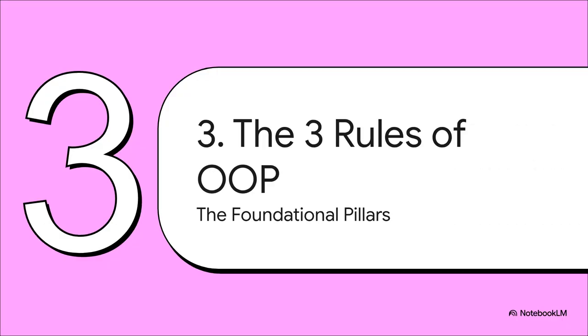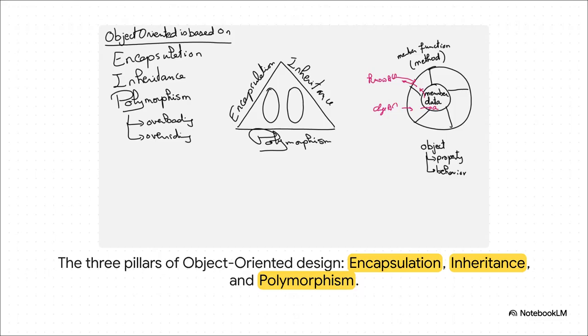Okay, what's really important to get is that OOP isn't just a free-for-all, build whatever you want kind of thing. To keep it all organized and powerful, it's actually built on 3 fundamental principles. And here they are. These are the 3 pillars of OOP. You've got encapsulation, inheritance, and polymorphism. These 3 rules together are really the foundation of any good object-oriented design, no matter what programming language you're using.